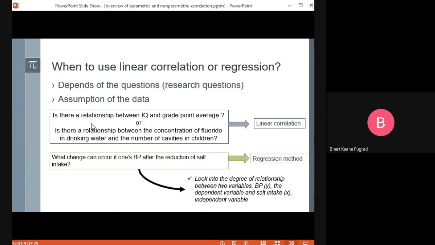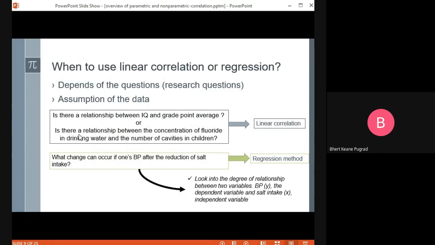So with this question, we presume, or we want to determine, if IQ affects the grade average of students. So with this question, we could appreciate here that there is a linear relationship between the IQ and the average. Okay, so if this will be your research question, then that's a linear correlation.